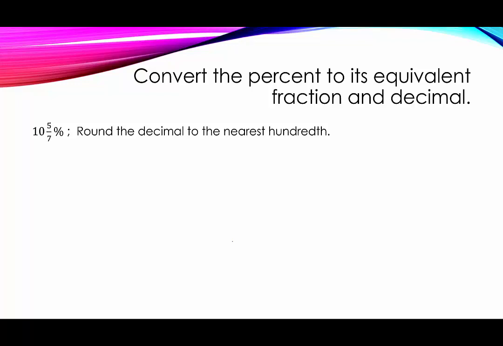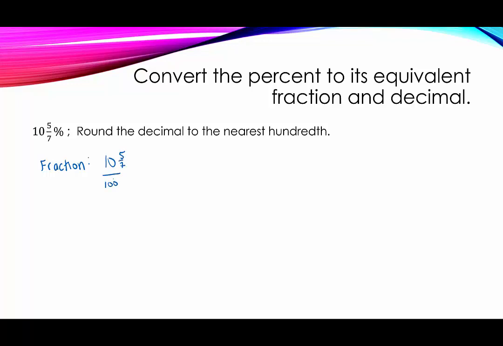It doesn't matter which one we do. I think they're going to require 2 different strategies anyway. Fractions first, we'll start with fraction. To convert to a fraction, remember what we're going to do is we're going to divide by 100. This would be 10 and 5/7 divided by 100.